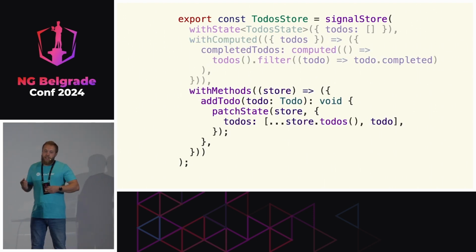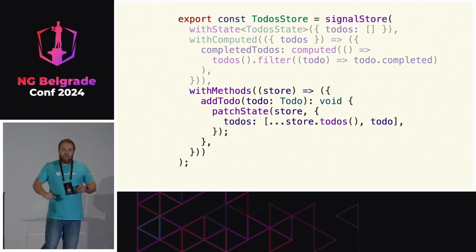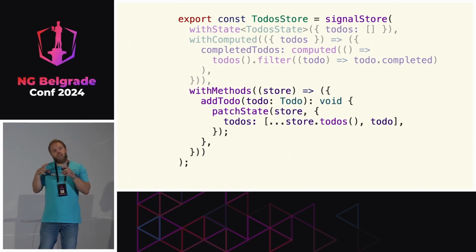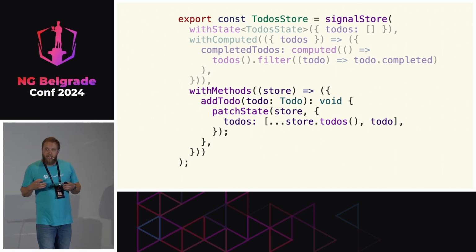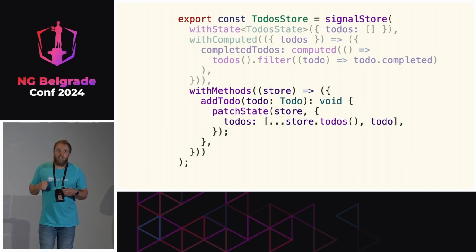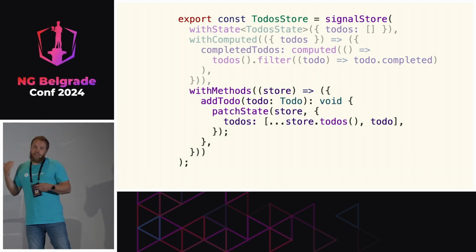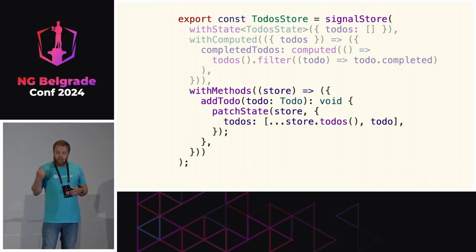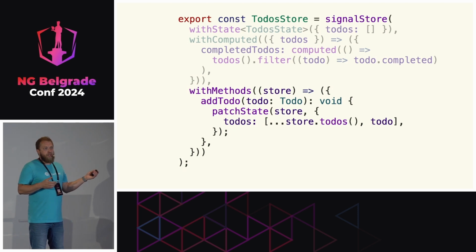And also within the store, we want to operate on that state. We want to encapsulate the logic that operates on the state. For example, if we want to add to-dos, right, we can add the method. So withMethods allows us to add things to this store. For example, how to add a to-do. And we will basically patch the state and immutably extend the array with a new to-do.